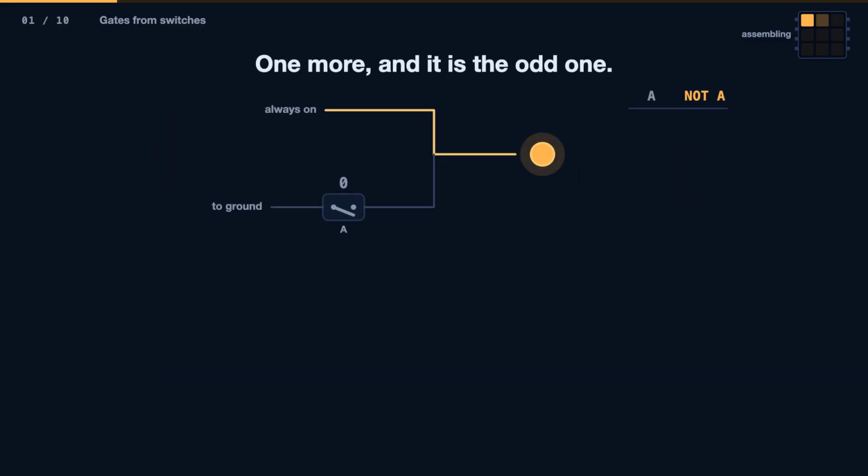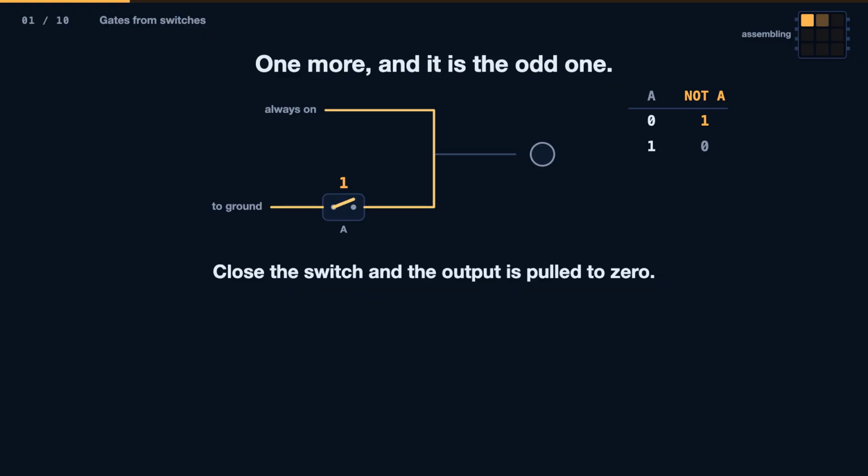There is one more gate, and it is the odd one out. Wire the switch so that closing it drags the output down to ground. Now the output is high when the switch is open and low when it is closed. It is always the opposite of the input. That is NOT.